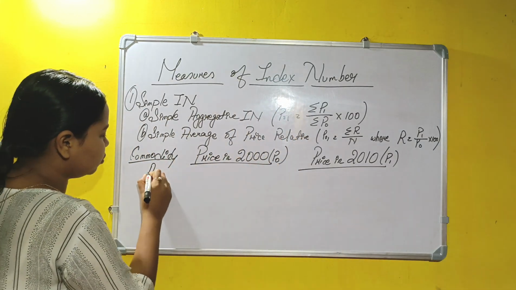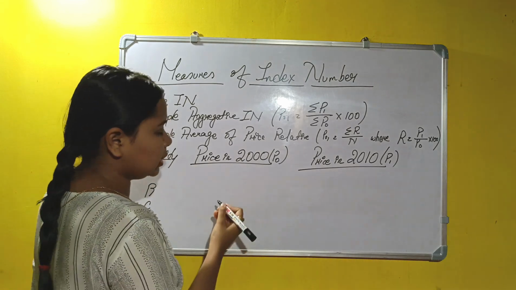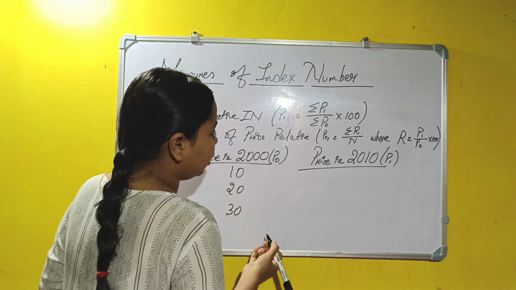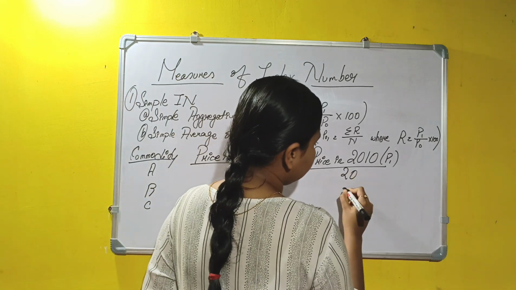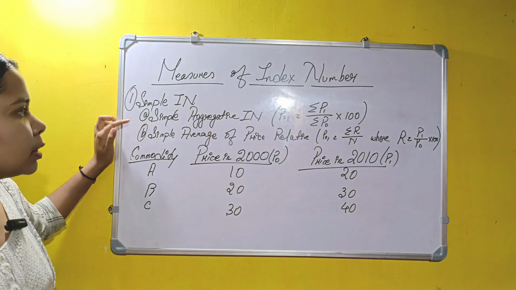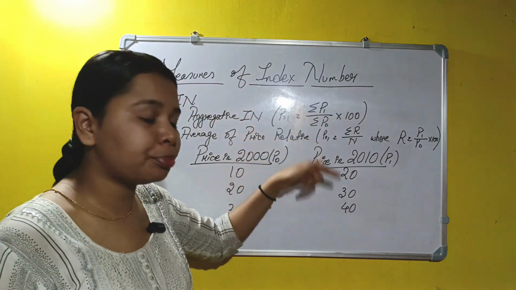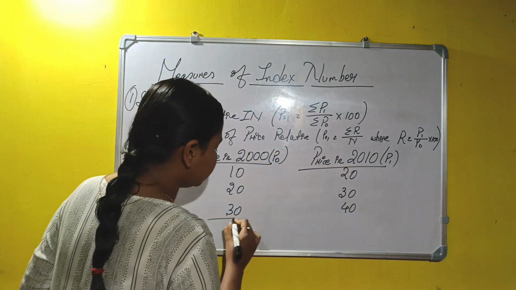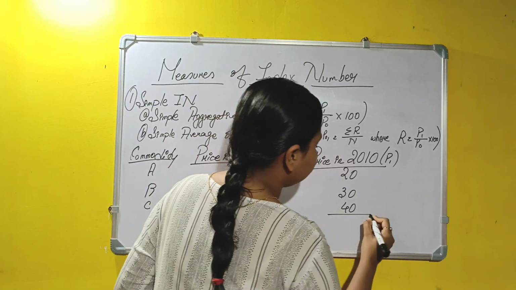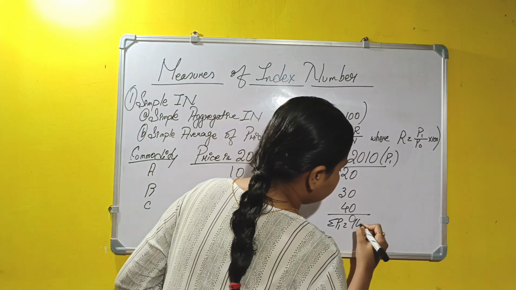Let's assume that there are three commodities only, A, B and C. Let's take easy numbers for the simplification. Let's say 10, 20, 30. Here let's take 20, 30, 40. Now if we go with the first formula, that is simple aggregative index number, we have summation of P1 divided by summation of P naught. So simply we have to make the summation here. Summation of P naught is equal to 60, and summation of P1 we will have 40, 30, 20, that is 90.